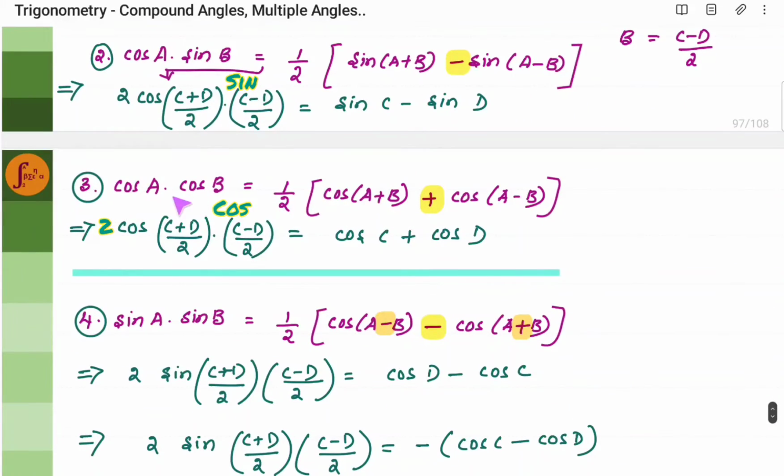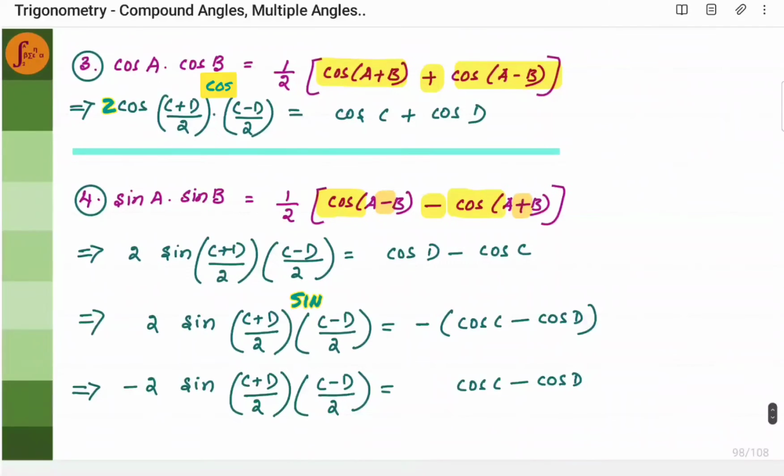Now what about the third formula? The third formula is a cos formula. The fourth formula is also a cos formula. Remember this cos formula, right? So the third formula is cos a cos b is equal to half of cos(a plus b) plus cos(a minus b). So you substitute again. Substitute the values for a, b, c, d. You will get this third formula. Similarly, you will get the fourth formula also.